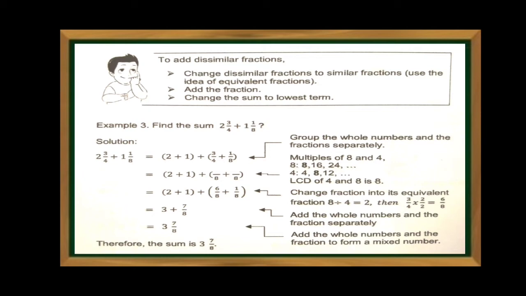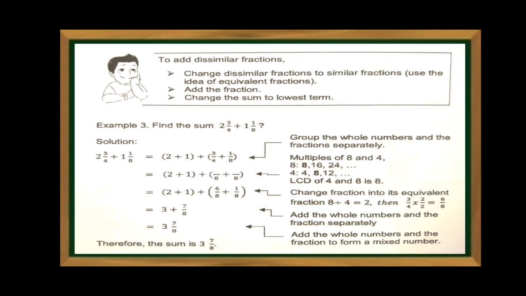We are going to group the whole numbers and the fractions separately. So it becomes 2 plus 1 plus 3/4 plus 1/8. Then we are going to get the multiples of 8 and 4. So the multiples of 8 are 8, 16, 24. And for number 4, 4, 8, 12, and so on. So the LCD, or the least common denominator, of 4 and 8 is 8.